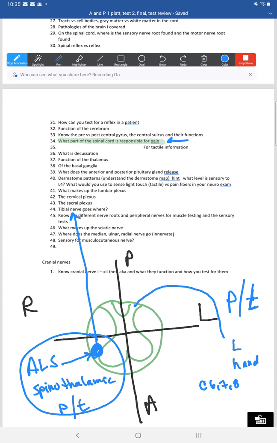So information goes in at the level of the cord because it's pain and temperature. It's going to cross over or decussate, hit the spinothalamic tract, which is part of the anterolateral system, and then go up to the thalamus, and then to the appropriate area of the cortex. And that goes back to your homunculus, the spatial map of the brain, what part of the brain interprets the hand, is responsible for the hand.